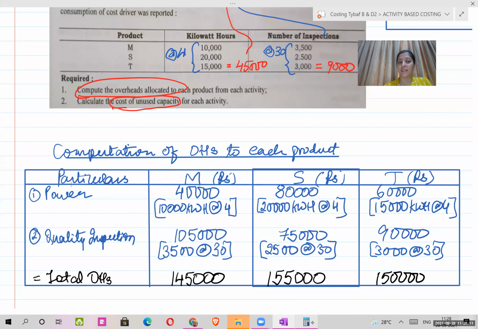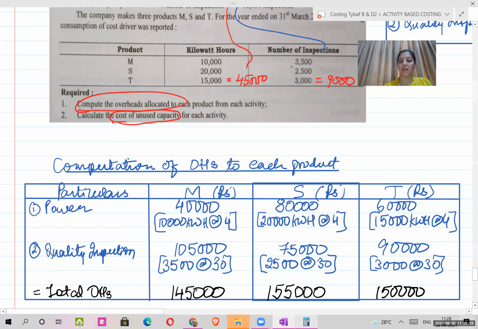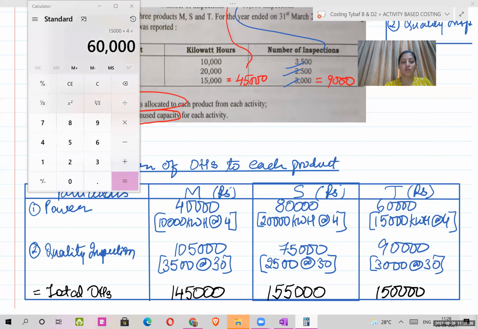Then come to quality inspection. As I told you, it will be multiplied with these three individual numbers: 3,500, 2,500, 3,000 multiplied with 30 rupees per inspection. So 3,500 into 30 makes it 1,05,000. 2,500 into 30 makes it 75,000, and 3,000 into 30 makes it 90,000. Okay, now total it.